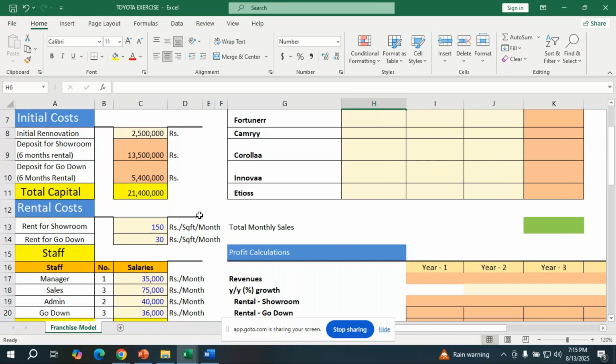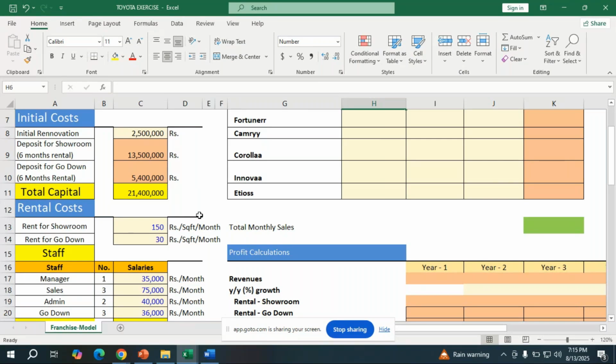So what is the total capital required? 21 crores 4 lakhs. This much is required. And what is the rental cost? Rent for the showroom is 150 rupees per square foot per month, and for the go down it is 30 rupees per square foot per month. So that is the deposit. 6 months deposit we have to pay in advance for the showroom as well as for the go down, and the renovation cost is 25 lakhs. So that much capital is required to start up this business. It is not a small amount, it's a huge amount.